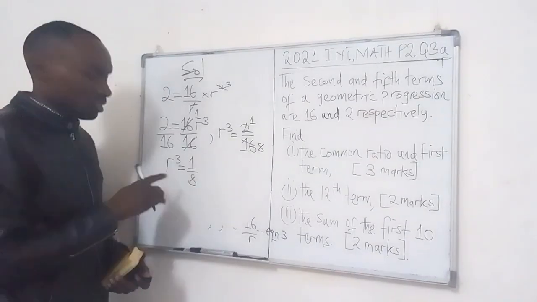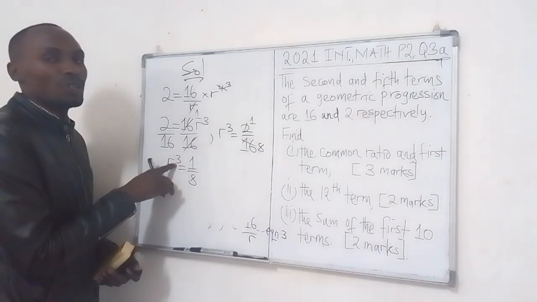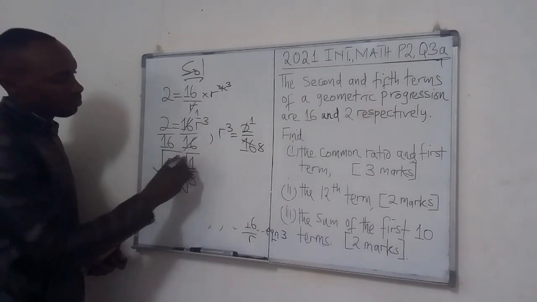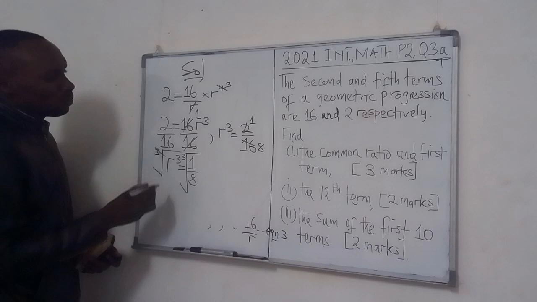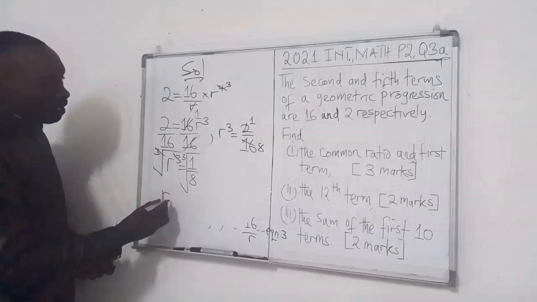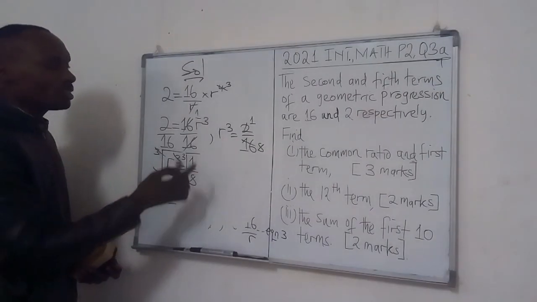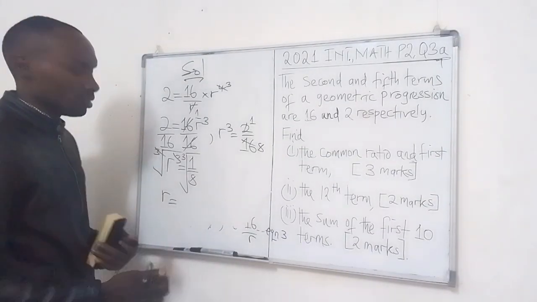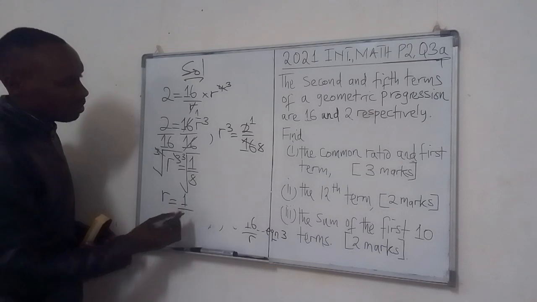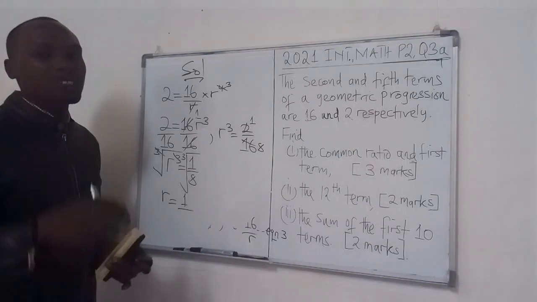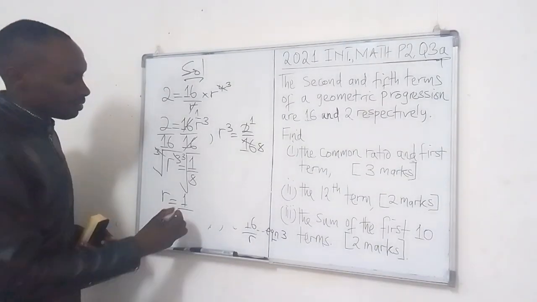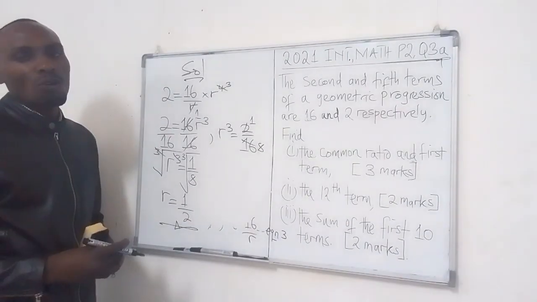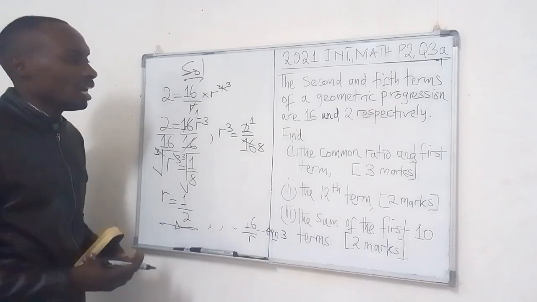And to get r, since it has a cube, we are going to introduce the cube root on both sides. The cube root and cube will simplify, leaving us with r here. What is the cube root of 1? Meaning a number that multiplies 3 times to give 1. This is just 1. Then over a number that multiplies 3 times to give 8. That is just 2. So r is equal to 1 over 2, or simply half.